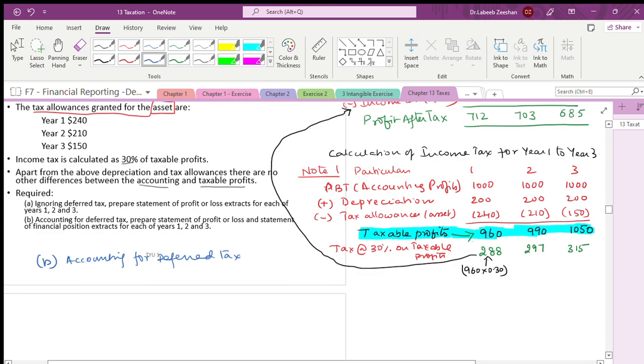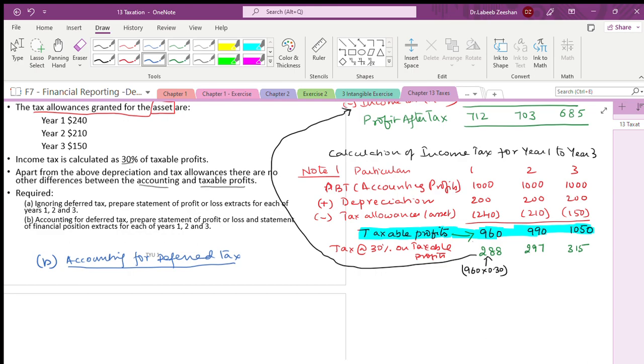Is it accounting for deferred tax asset? Now, when you are talking about accounting for deferred tax, how much is the income tax expense we have to consider? What are the profits we are getting? We are getting profits of 1000. Is it right?